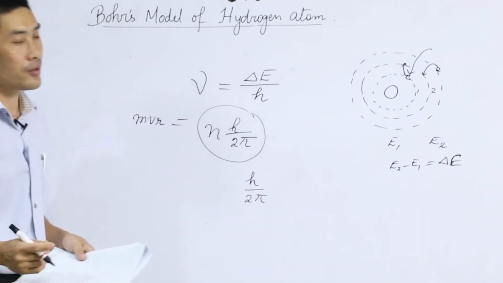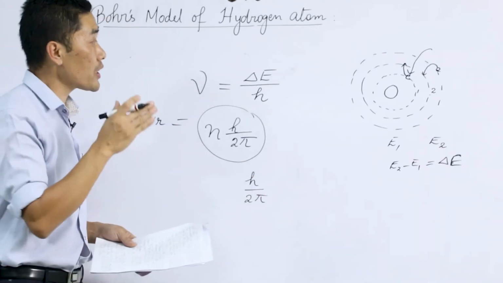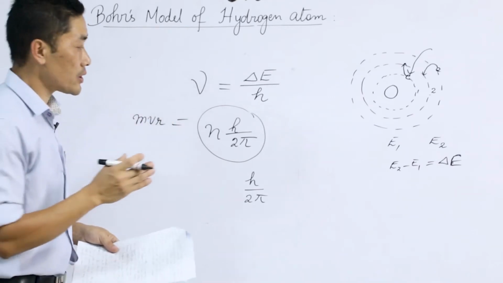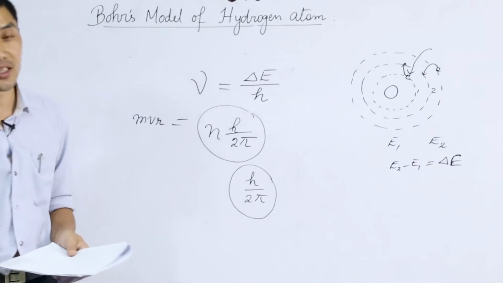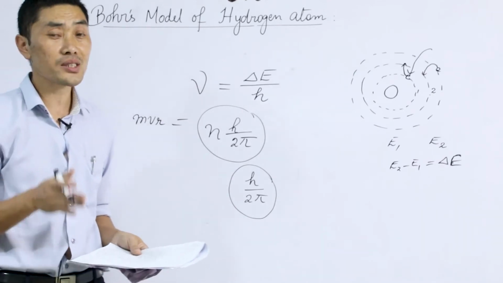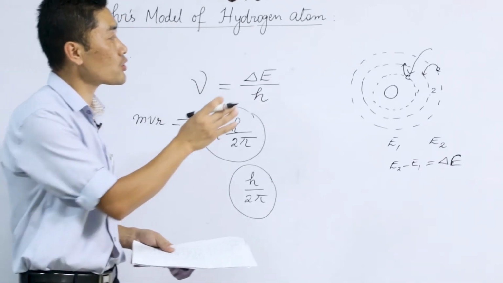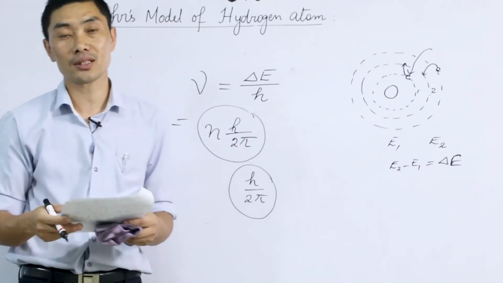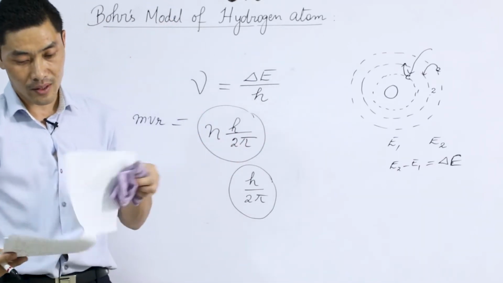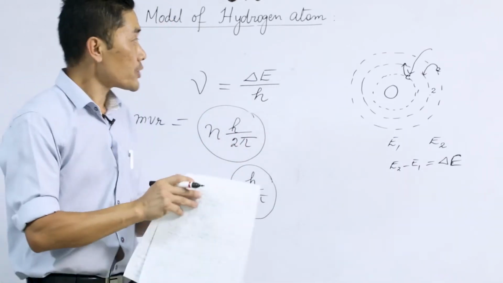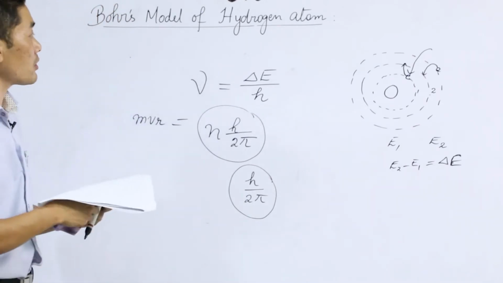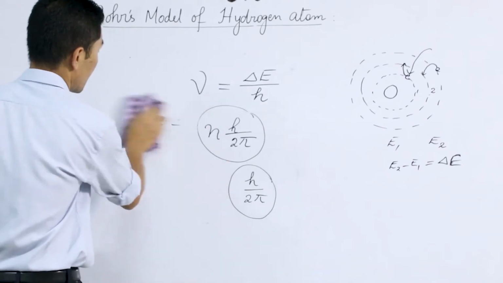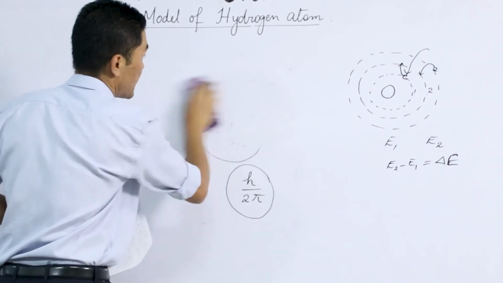The electron can exist only in those orbits in which its angular momentum is an integral multiple of this h by 2 pi. This explains why only certain orbits or stationary states are permitted. Now, there are some very important points to remember from this Bohr's model of hydrogen atom. Let us see those points one by one.